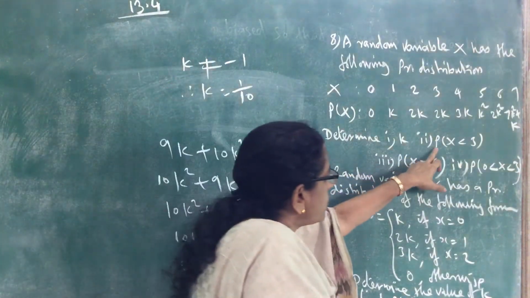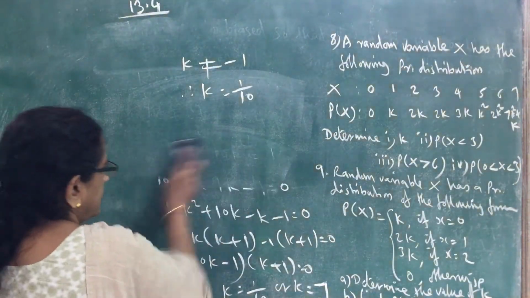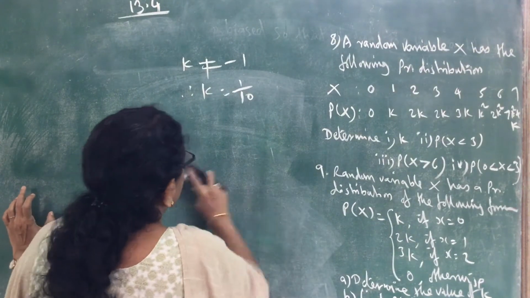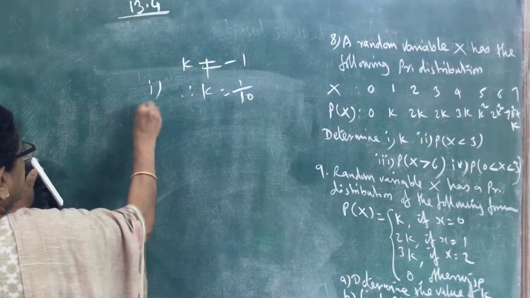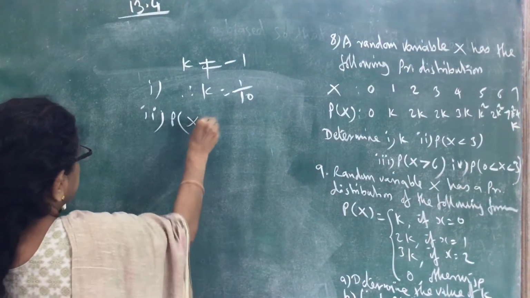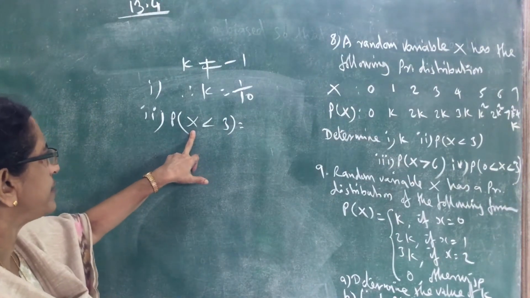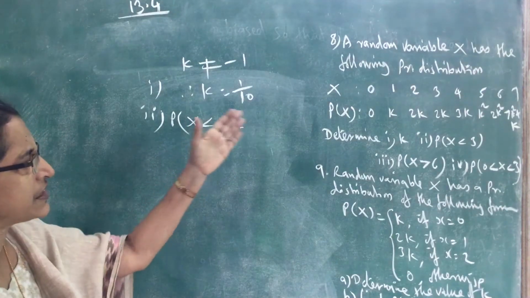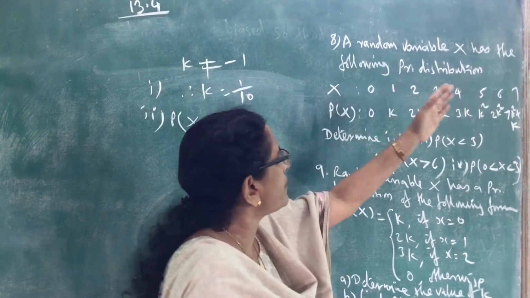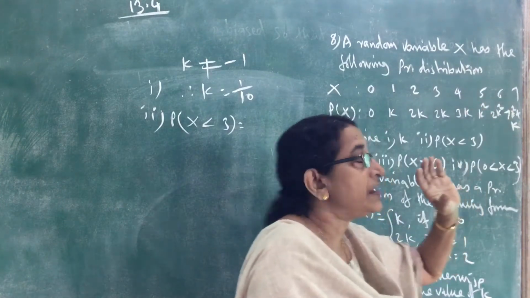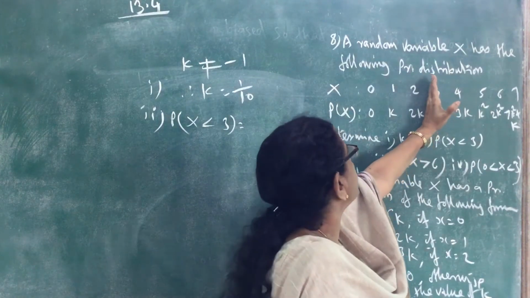Next question: probability that x less than 3. What is the probability that x less than 3? So now we can find it. This is the first one. Second, probability that x less than 3. So the probability that the random variable takes a value less than 3. Which are the possible values of x in this case? The possible values of x are 0, 1, 2, 3, 4, 5, 6, 7. So x less than 3 means it can be 0, 1, 2.